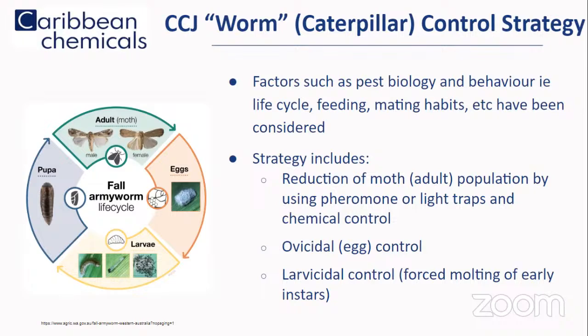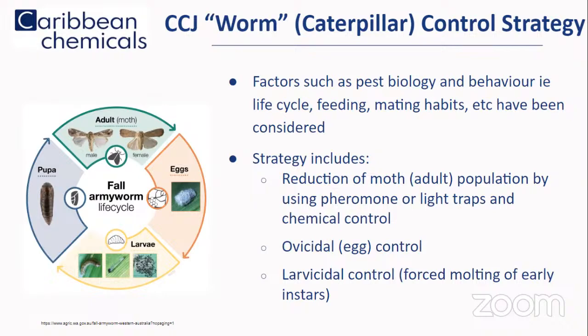So a factor to consider is pest biology, the behavior of the insect, that is life cycle and feeding pattern. This involves whether the pest is biting and sucking, biting and chewing, piercing and sucking, etc. So you determine the mouthpiece of the insect and how to really control the insect. The mating habit of the insect is also to be considered in this strategy.